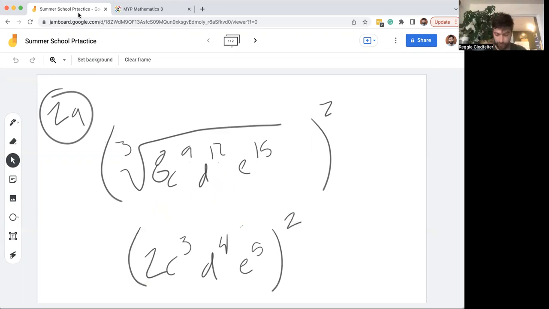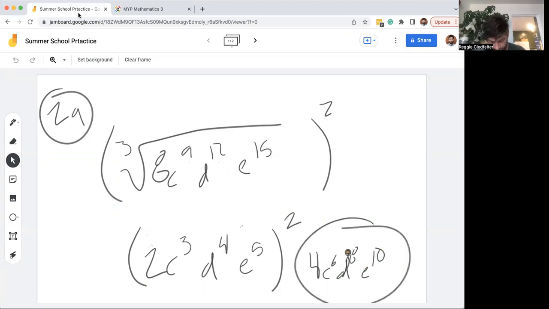And now I just need to apply my power of a power rule so that the square goes to everything in there. I first take my coefficient 2, square it, I get a 4. C to the 3rd squared, I multiply, power of a power rule, c to the 6th. D to the 4th squared, multiply, power of a power rule, d to the 8th. And e to the 5th squared, again, power of a power rule, e to the 10th. So I get 4 times c to the 6th, d to the 8th, e to the 10th.